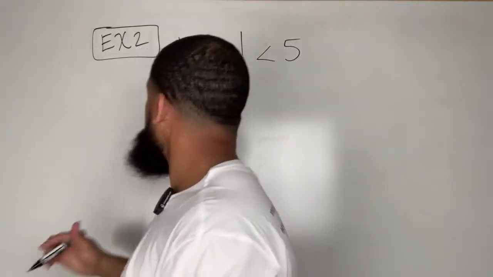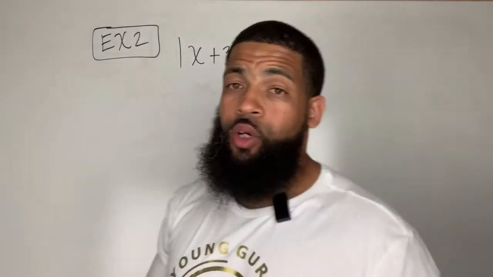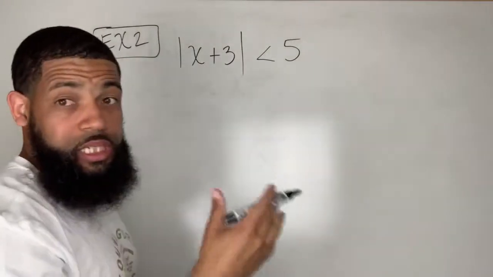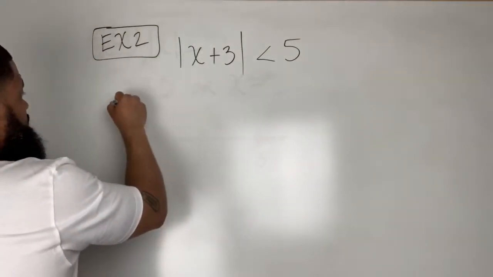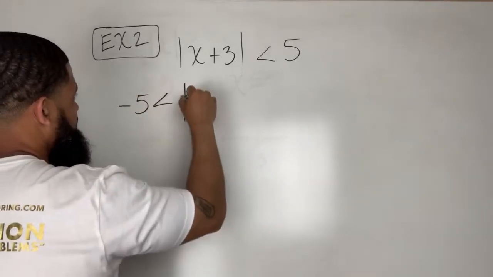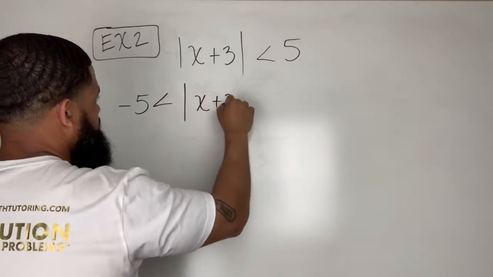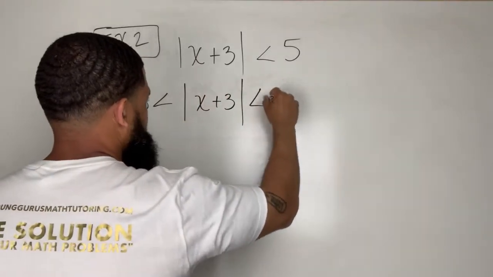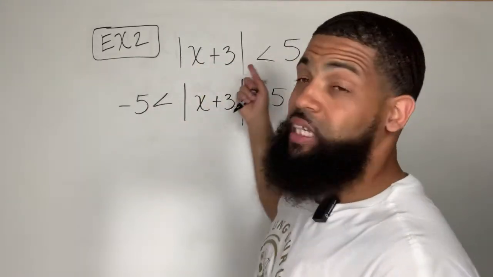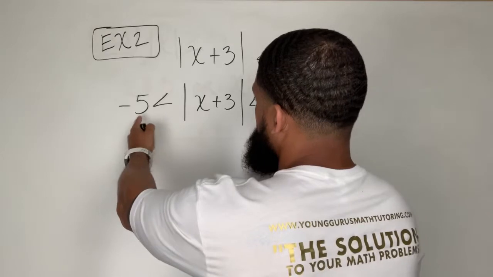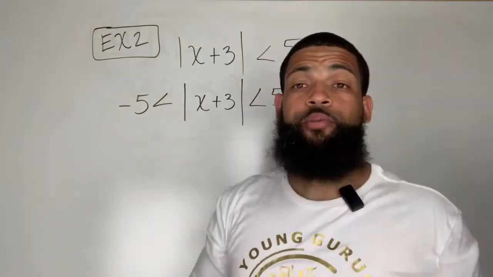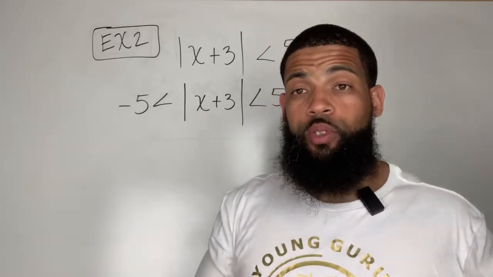Because this is less than, we actually have to make this a compound inequality. So we want to say -5 is less than the absolute value of x plus 3, which is less than +5. Notice I had a less than, and so I have to put it in between the -5 and the +5, once again simply because absolute value is the distance from 0 on a number line.